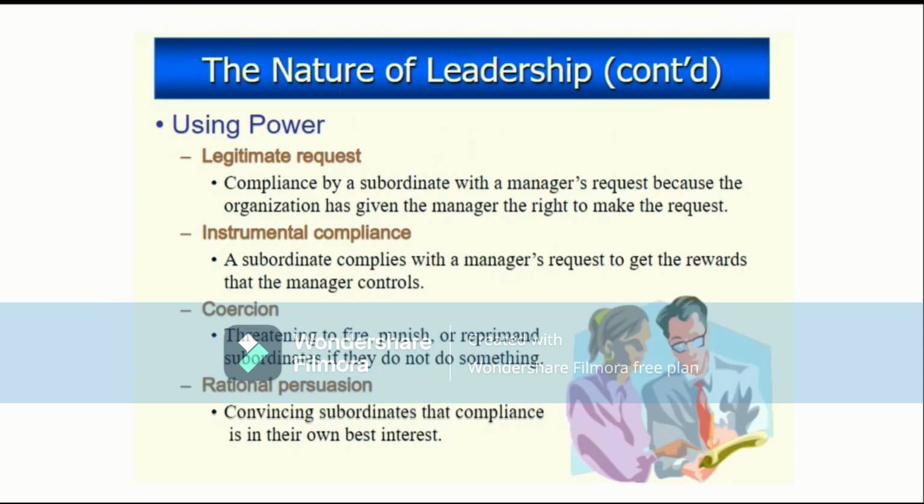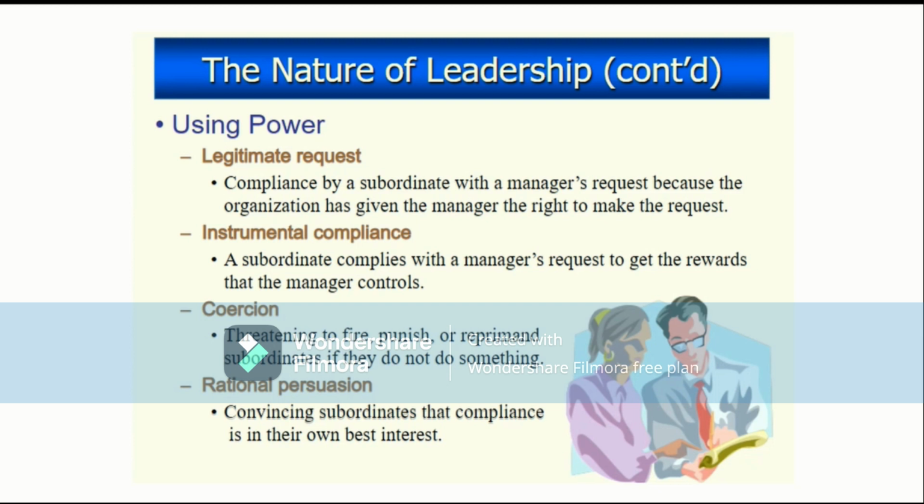Next is the use of power. The first is legitimate request. The manager requests that the subordinate comply because the subordinate recognizes the organization has given the manager the right to make a request. So most day-to-day interactions between the manager and subordinates are of this type. The second one is instrumental compliance. A manager asks a subordinate to do something outside the range of the subordinate's normal duties. For example, working extra hours on weekends, sustaining a relationship with a long-standing buyer, or delivering bad news. The subordinate complies, and as a direct result, he receives praise or a bonus from the manager.